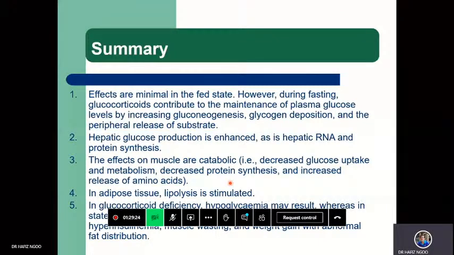The effect on muscle is basically catabolic. So usually during fasting, we will lose around 2 to 3 kilos of our body weight because of muscle catabolism. And in adipose tissue, there's lipolysis. So in glucocorticoid deficiency, hypoglycemia may result, whereas in the state of glucocorticoid excess, you can cause hyperglycemia, hyperinsulinemia, and also muscle wasting and weight gain. So for people who have hyperglycemia, you have to check whether it is due to excess glucocorticoid and not really due to reduced insulin level or diabetes. So you have to be very careful on that.